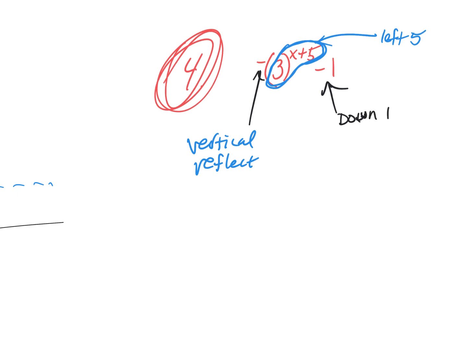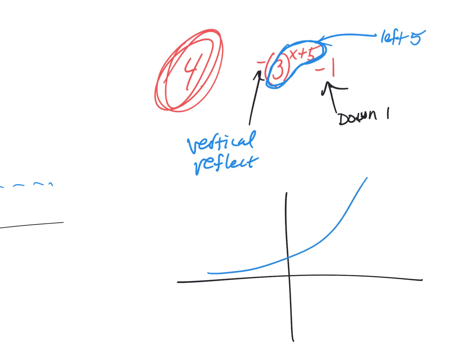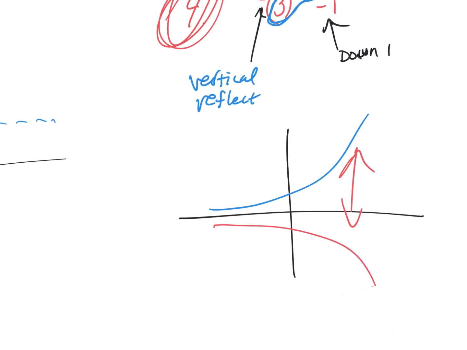Left is easy. Everybody knows which way left is. Down is easy. Everybody knows which way down is. But a vertical reflect, here's what a normal one looks like. If you're doing a vertical reflect, it's like this way. And so it would be down like that. Do you get how that vertical reflection would work? So you just graph like the red one?